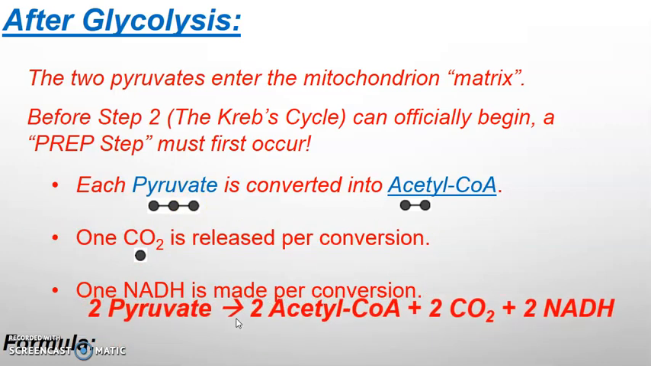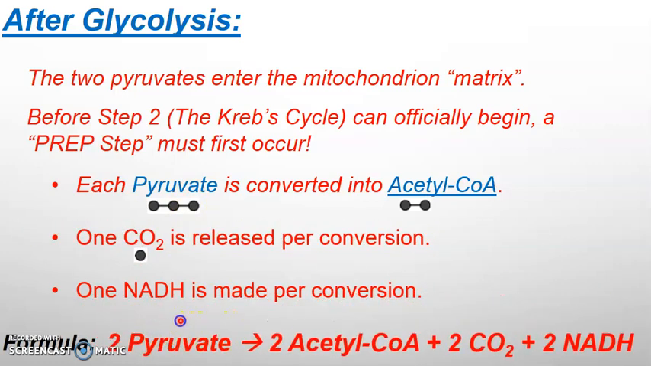So overall, the 2 pyruvates here that came from glycolysis will diffuse from the cytoplasm into the matrix. Each of the 2 pyruvates will have a carbon dioxide cut off of them, leaving you with a 2-carbon molecule that becomes acetyl-CoA, as well as you get the added benefit of having 2 NADHs produced, which are electron carriers that we will use in the final stage, once again called the ETC.